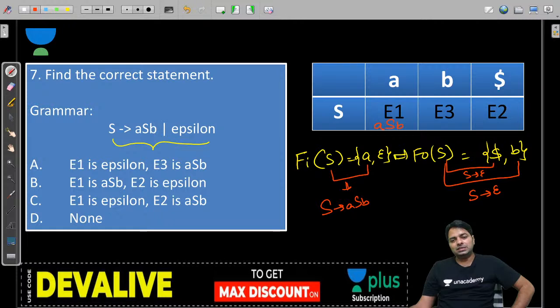So we are looking at E1. E1 is ASB, and I am trying to talk about the others, like epsilon, epsilon. Now answer it. Option A is wrong, and for option B, E2 is epsilon, yes, E1 is ASB, right, and E1 is epsilon is wrong. So option B is the right option, B, yes.